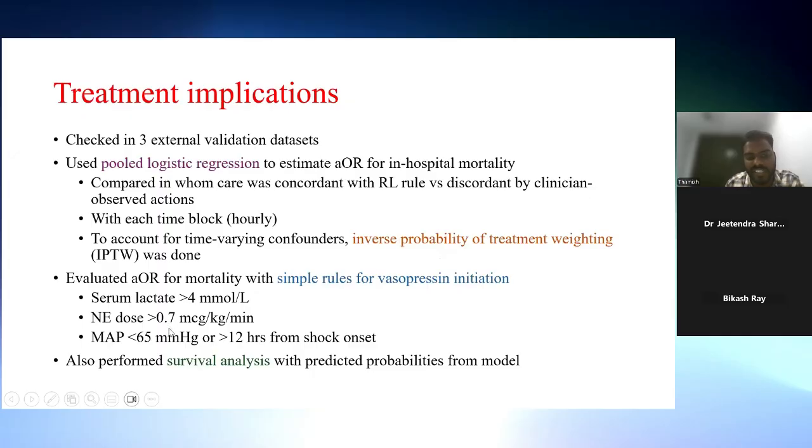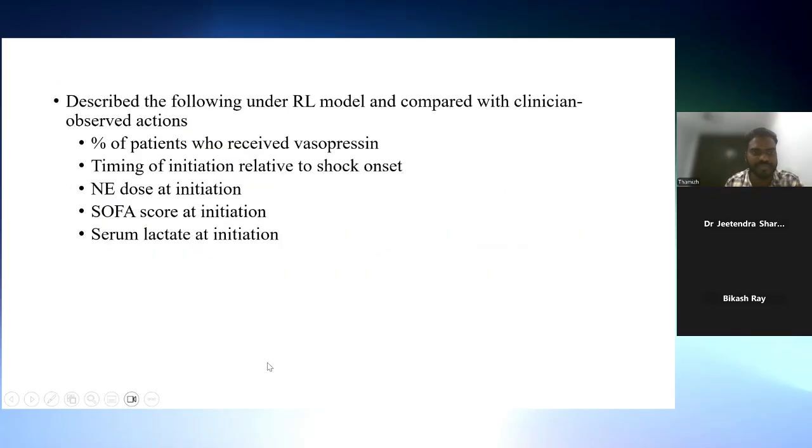Or what if it is started at 0.7 mcg per kg per minute? And what happens to mortality if the MAP is less than 65, or if it is started more than 12 hours from shock onset? So along with this, they did a survival analysis also.